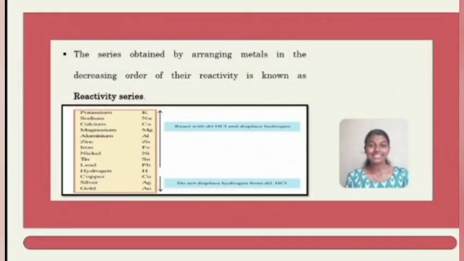Simply, the series obtained by arranging metals in the decreasing order of their reactivity is known as the reactivity series of metals. From this picture, we can identify that metals from lead to potassium react with dilute HCl and displace hydrogen. And metals like copper, silver and gold do not displace hydrogen from dilute HCl.